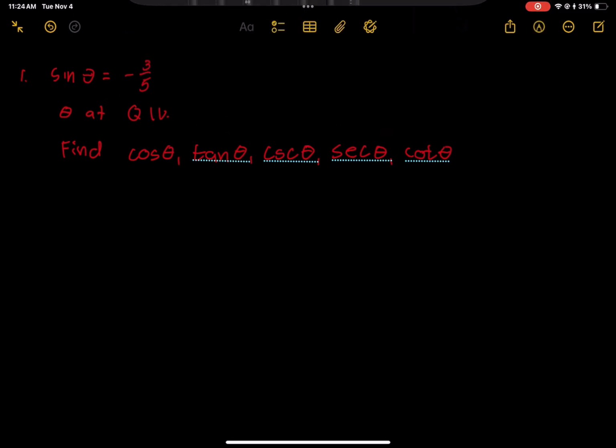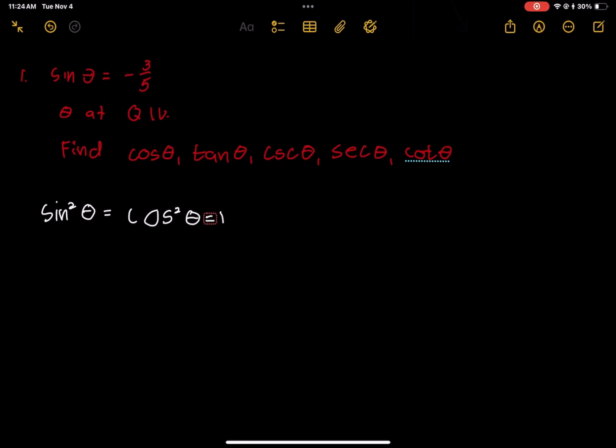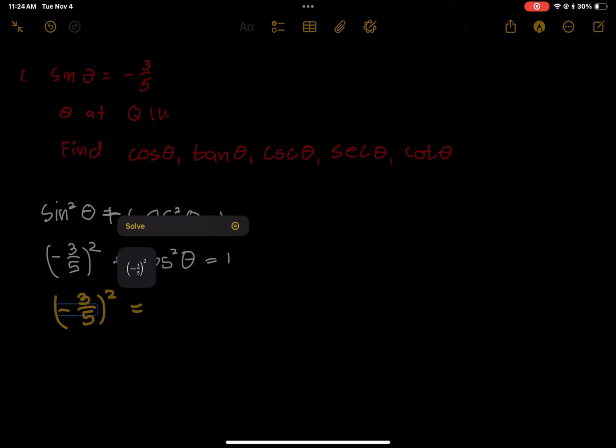Moving on to our solution, let us first derive our formula. We have sine squared theta plus cos squared theta is equal to 1. We have plus over here. Now, let us substitute our value, which is sine theta is equal to negative 3 over 5 squared plus cos squared theta is equal to 1. Let us rewrite negative 3 over 5 squared.